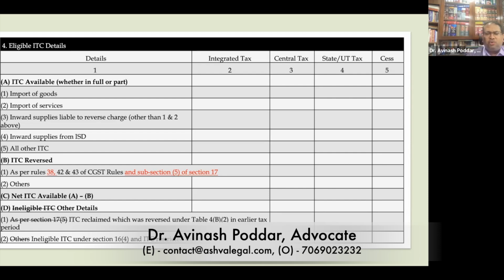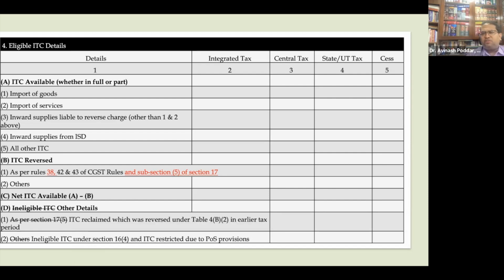और इसके अलावा जो भी आपके टेम्पररी रिवर्सल्स हैं जिसको आप दोबारा से रिक्लेम कर सकते हैं, that needs to be reported in table 4B2.